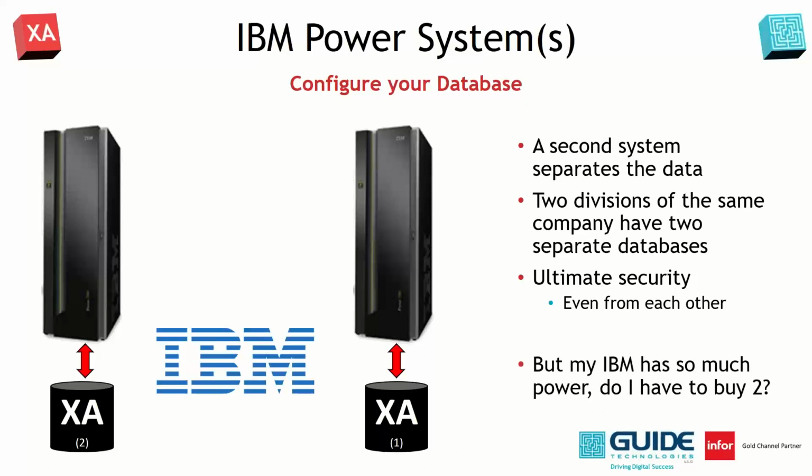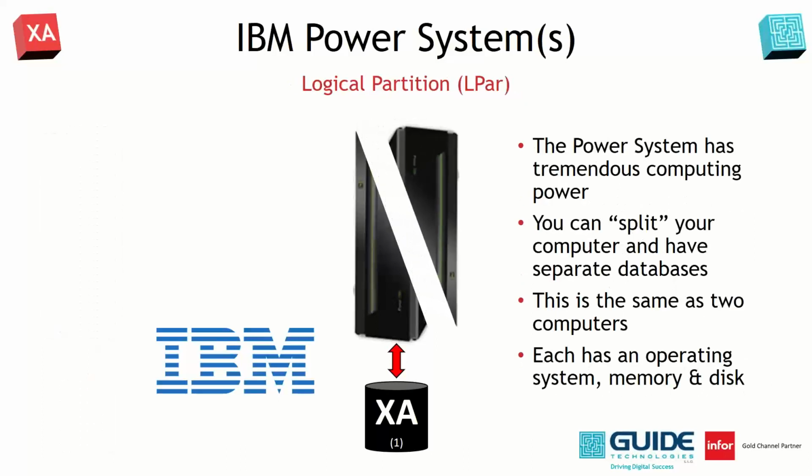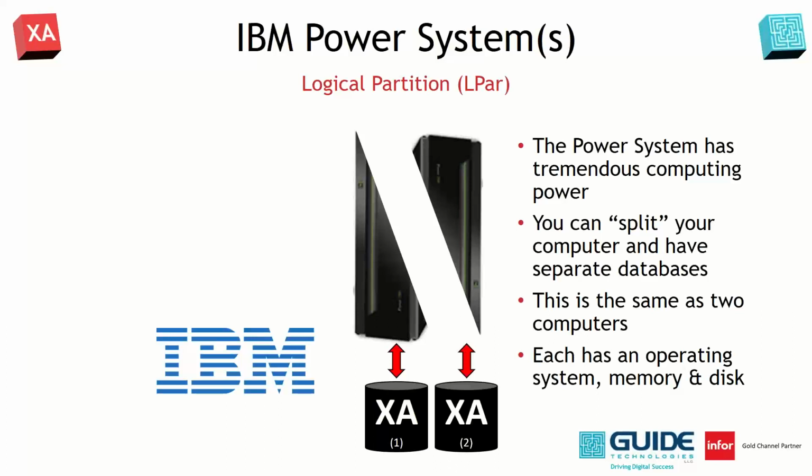But what happens if I have multiple companies and I don't necessarily want to buy another IBM system? These things are so powerful. It's not unusual to find out, geez, I'm only using 30% of my computer power. Why do I have to buy another system? Well, we don't. We can actually split an iSeries. Now, what I mean by that is this is called a logical partition. Literally to the user, you are on two different computers. You're sharing the computer chips that do the processing, but you have your own memory, you have your own disk, you have your own software that's loaded.